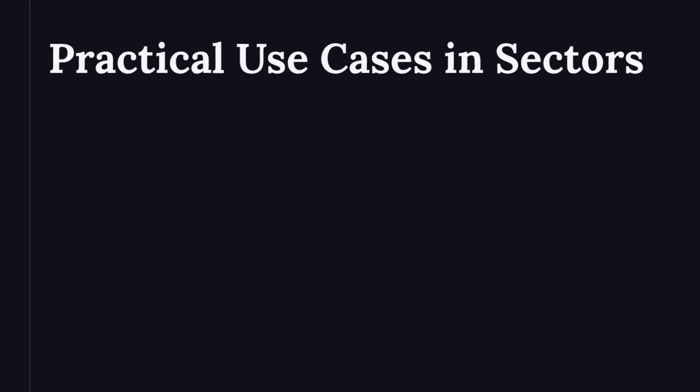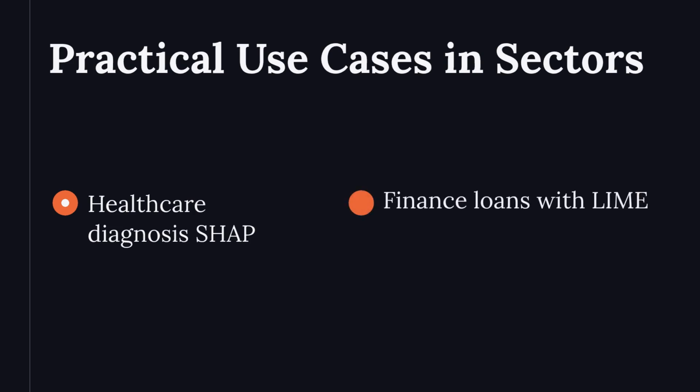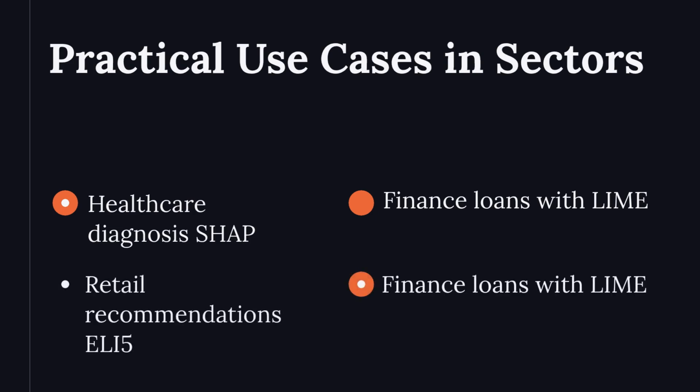The practical cases span healthcare, finance, and retail. In healthcare, SHAP is used to identify influential symptoms and tests for disease diagnosis predictions. In finance, LIME supports case-by-case loan explanations, while SHAP gives global insight. In retail, ELI5 helps explain feature importance in recommendation models.